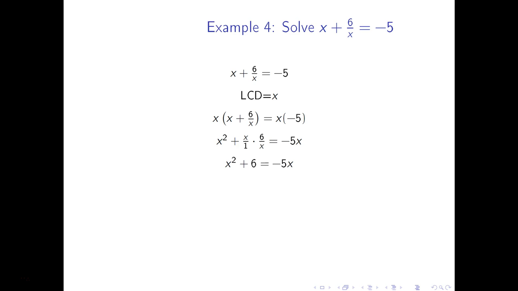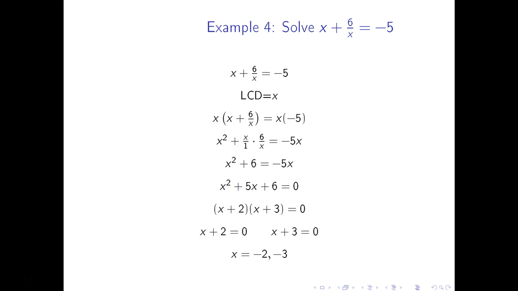Hopefully you're going, wait, I can use the solving by factoring we did in the previous chapter. So again, if we add 5x to both sides, we can factor and then we can use the zero product rule, and we end up with x equals -2 or -3.